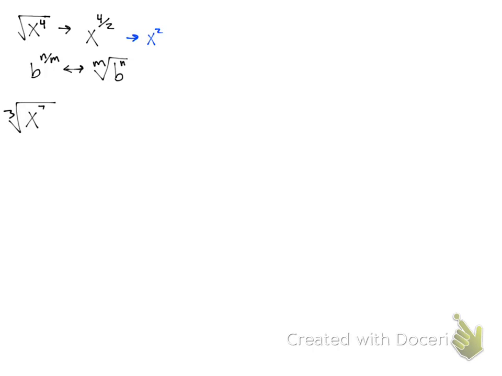So let's say we got the cube root of x to the 7th. We're going to take that, change it back into a fraction. So we have x to the 7 over 3. We're going to reduce that fraction. 7 over 3 is the same thing as 2 and 1/3. So change it from an improper fraction to a mixed number. So 7 divided by 3 is 2, and you got 1/3 left over. So what this means is you're going to have x squared, that's outside, and then the x on the inside.